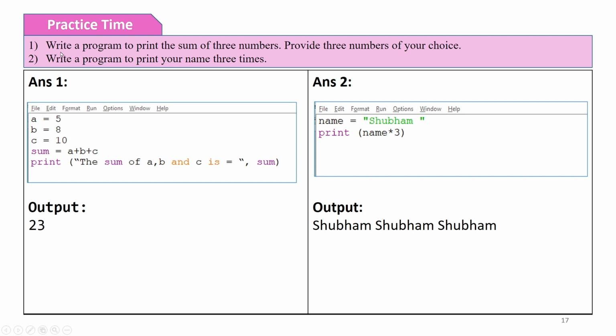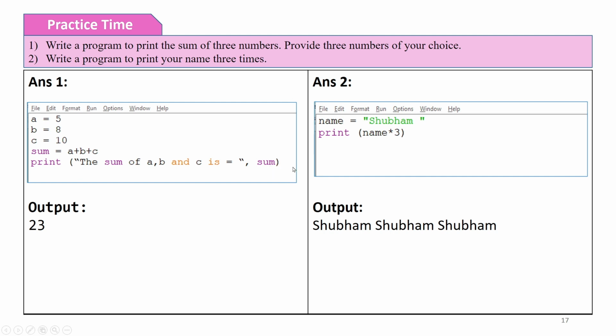Practice time question again. Another practice time question is given on page number 68 of the chapter. It is asking us to write a program to print the sum of three numbers. Provide three numbers of your choice. So here I have assigned 5 to A, 8 to B, 10 to C, and I have written one variable sum in which I am adding these numbers, A plus B plus C, and then I am printing the sum.